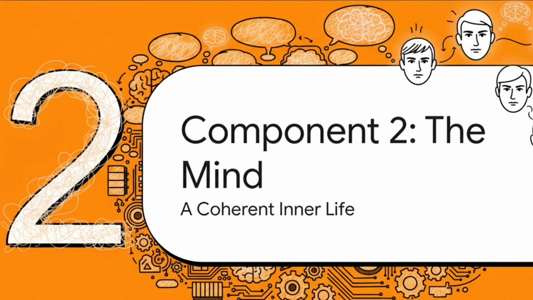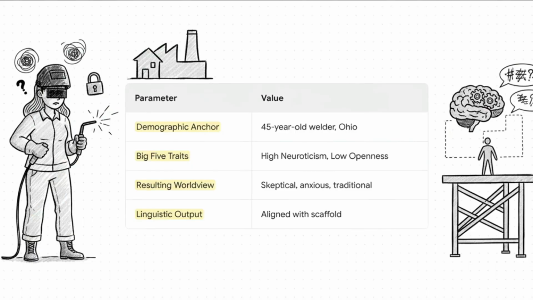So, once you have a consistent face, you need a consistent mind to go with it. The persona has to have a personality, a believable inner world that doesn't contradict itself from one day to the next. This is done using a technique called psychological scaffolding. It's basically an instruction manual for the AI's personality. Just look at this table here. You can see how it works.